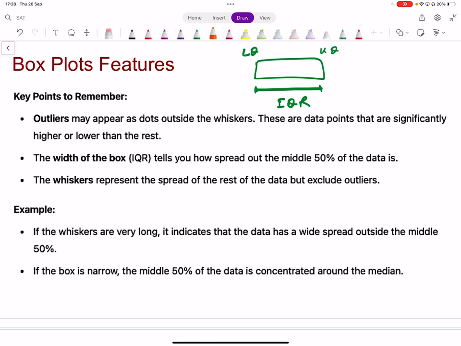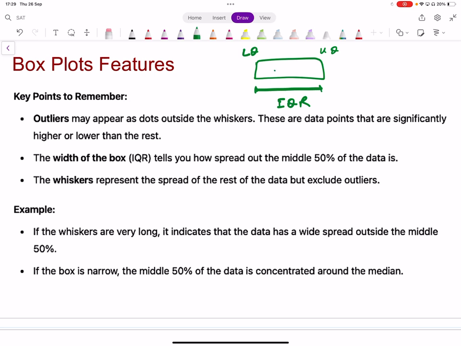If these whiskers are very long, like this, that means the data has a lot of variation, right? If the whiskers are small, like this, the data is not much varied. There's less variation in the data. So larger whisker means more variation, more spread in the data. Smaller whisker means less variation, less spread of the data. Is that okay?